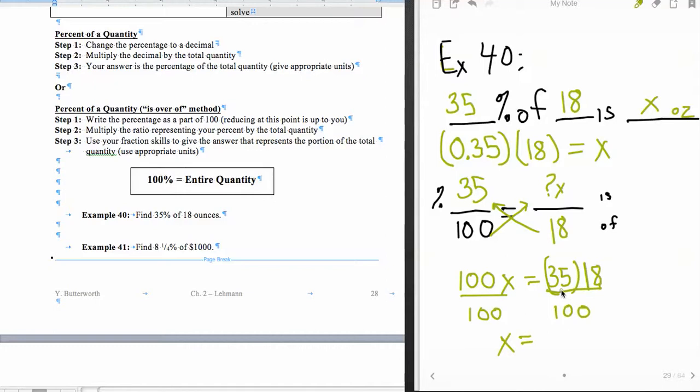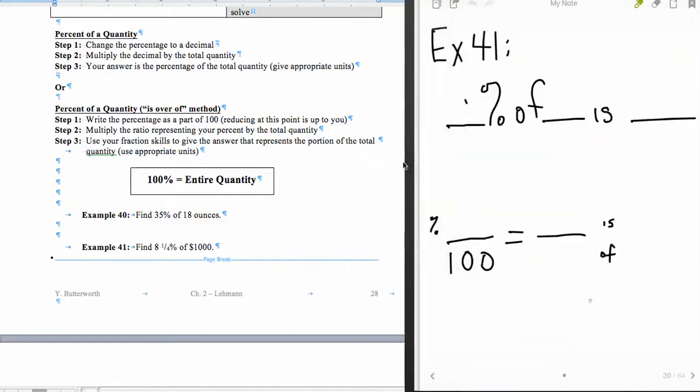18 is going to give us 6.3. So this is 6.3, and those are ounces. Okay, that will be leading us to our last problem, which we have 8 1/4%.